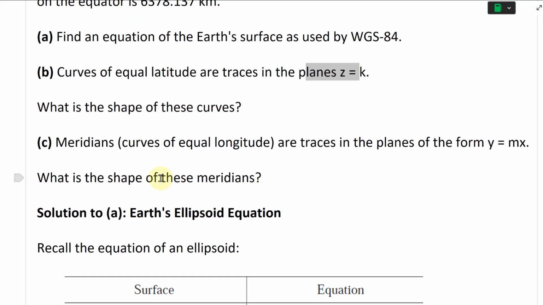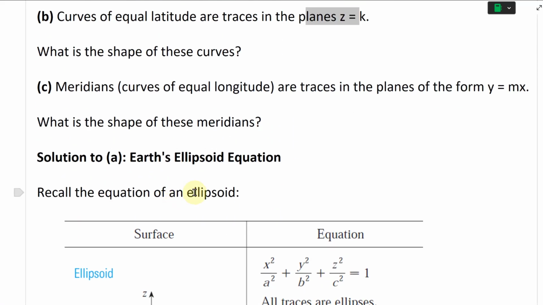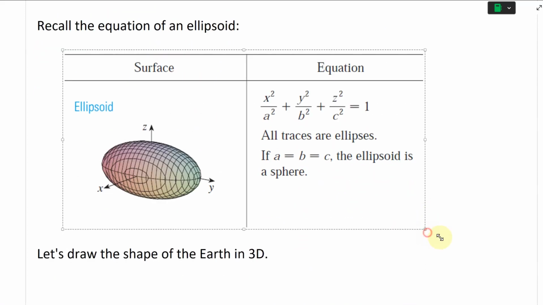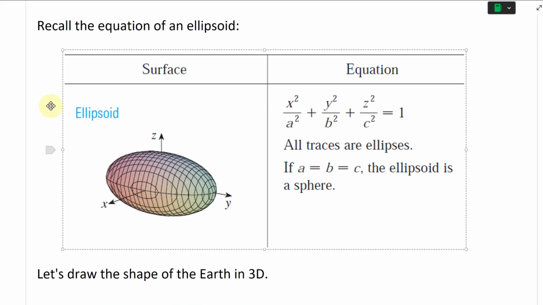So solution to part A, Earth's ellipsoid equation. So recall the equation of an ellipsoid. Because we want an ellipsoid equation, this one from table 1: x squared over a squared plus y squared over b squared plus z squared over c squared equals 1. And all traces are ellipses, and if a equals b equals c, the ellipsoid is a sphere. So we've got to write it like that.